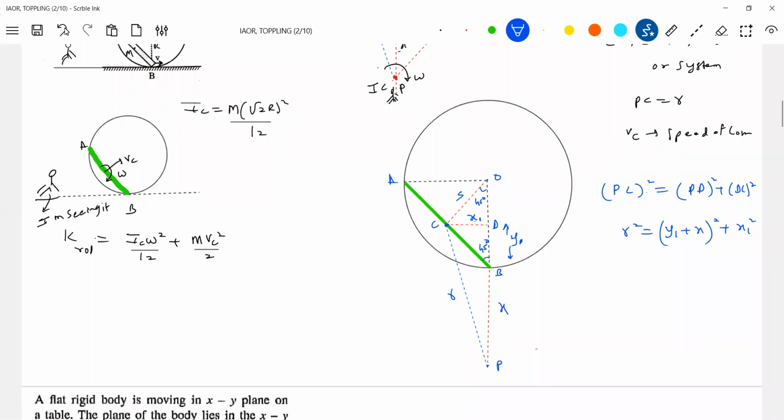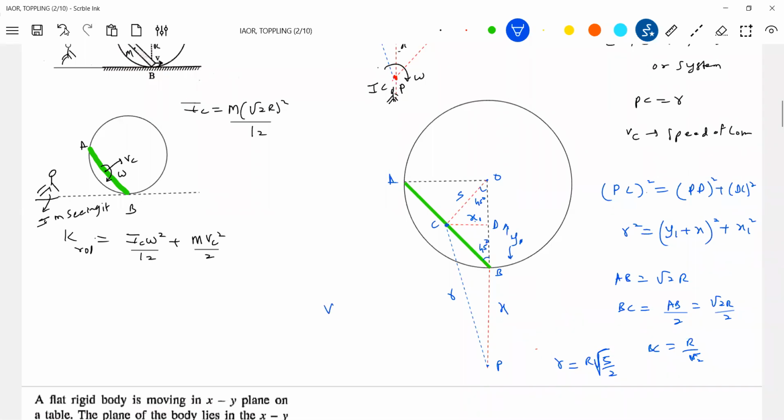Now, AB is equal to root 2R. So BC should be equal to AB by 2, or root 2R by 2. So this will become R by root 2. Now I know BC. If you know BC and you know 45 degrees, you'll get X1 and Y1. After getting X1, Y1, substitute here and we know X, we'll get R. Let me write the R value. Later on you can cross check. It will be R root 5 by 2.